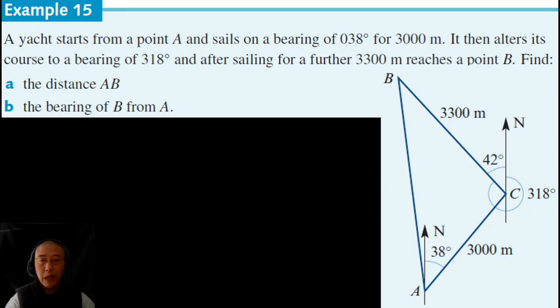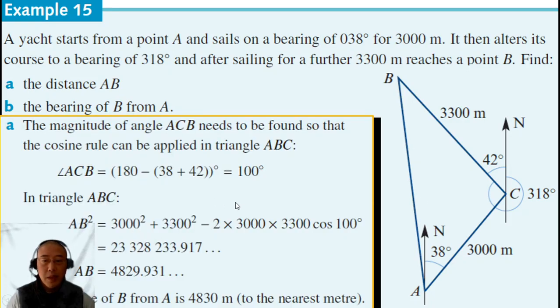Alright, we'll continue. Part A, to find the distance A to B, you will need to determine your angle ACB, which is inside your triangle. So we have that angle here. As we need to determine AB, and we know now the angle that is opposite, the cos rule will be the one that you're going to be using, and you calculate it, and we get the distance from A to B.